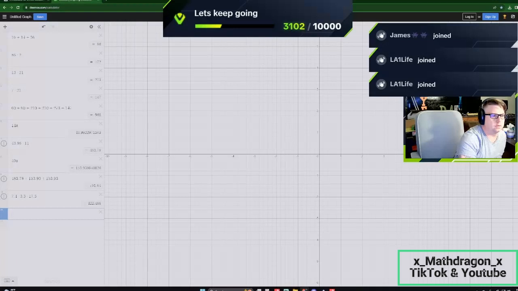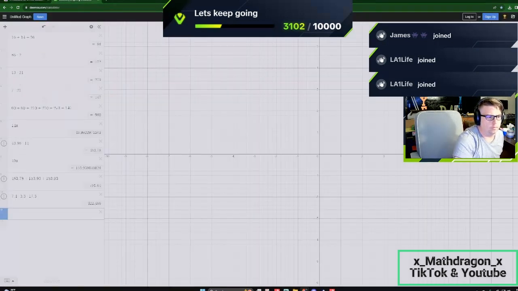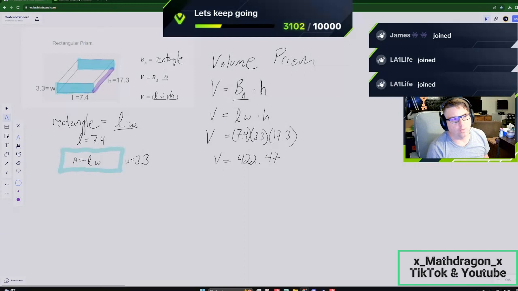422.46, but the 6 behind it makes a 7, so 47. Because this number, if it's 5 or higher, rounds that one up 1. Otherwise, it just would have stayed the same. So this becomes my volume for this box almost.